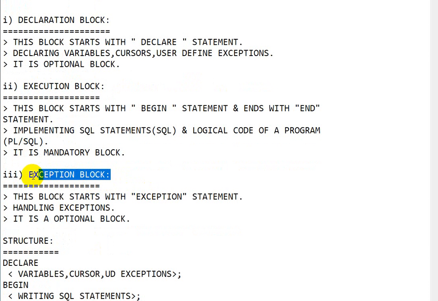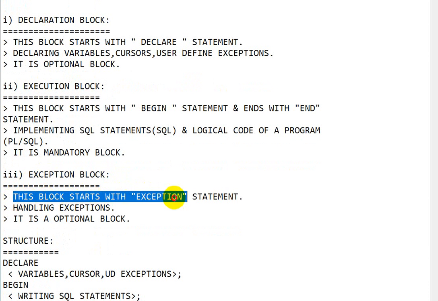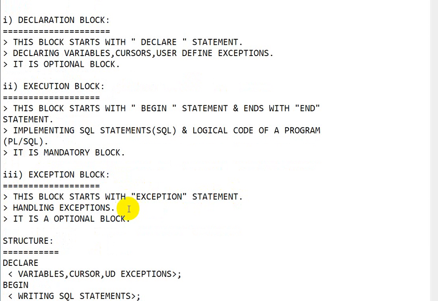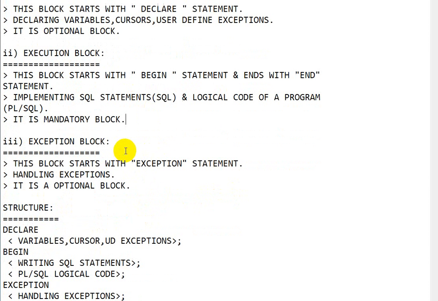And the third block is what? Exception block. So this block starts with the exception statement and it is used for what? Handling the exception, and it is optional block. So declaration and exception block are optional, but execution block is mandatory.